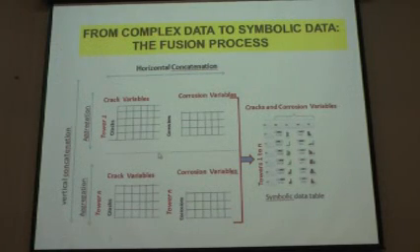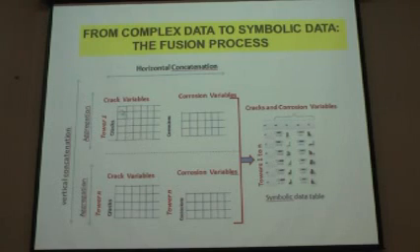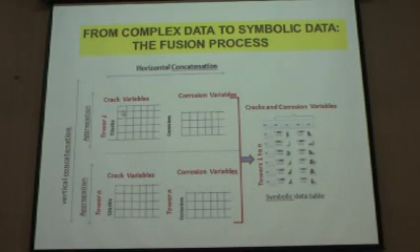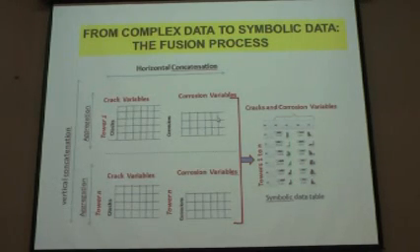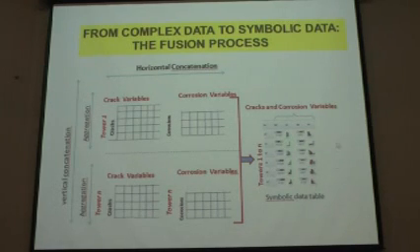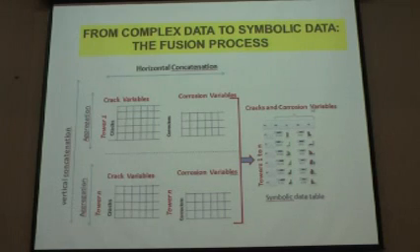So now I can explain it better. Aggregation means that for each crack variable here, I can build a distribution, or an interval, or a list of values. The correlation is the same. So I obtain one row here, and for the second table the same, I obtain a row. And then I get a symbolic data table on which I can apply symbolic data analysis.